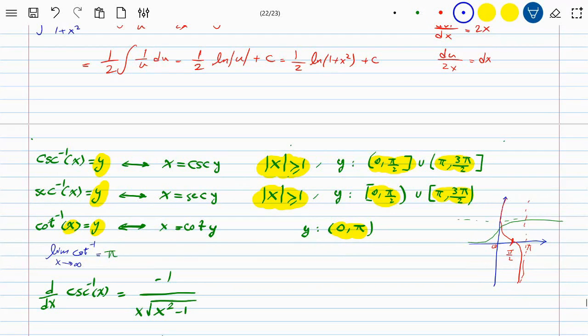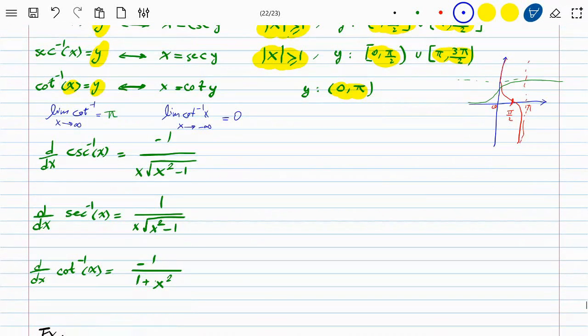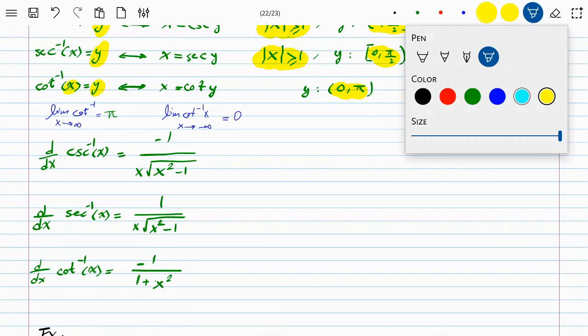As x approaches negative infinity, cotangent inverse of x, the y value will approach 0. It is very similar to tangent. The only difference is the limits are instead of pi half and negative pi half, it's now pi and 0. Try to remember the graphs, they help often. And the derivatives are kind of important too.